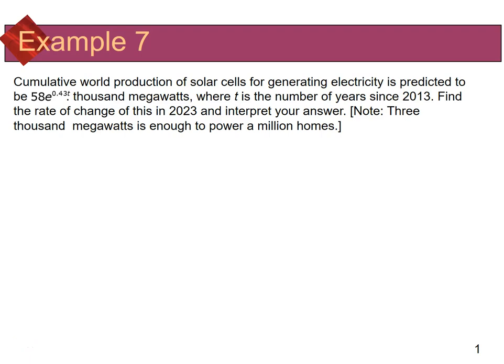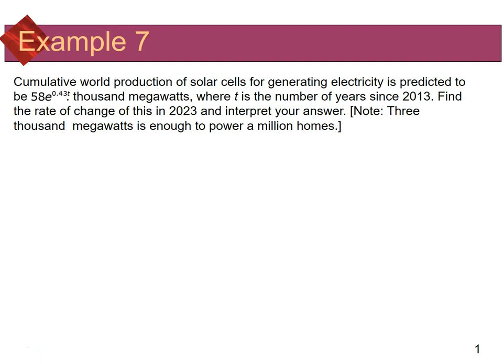Now it's time to have you try some examples yourself, and then I'll go over a way of solving it. So, example 7 here: the cumulative world production of solar cells for generating electricity is predicted to be 58 e to the 0.43t thousand megawatts, where t is the number of years since 2013. Find the rate of change of this in 2023 and interpret your answer, which basically means they want you to state what that rate of change is telling you at that moment.